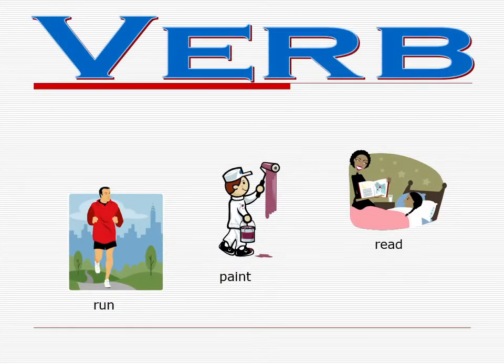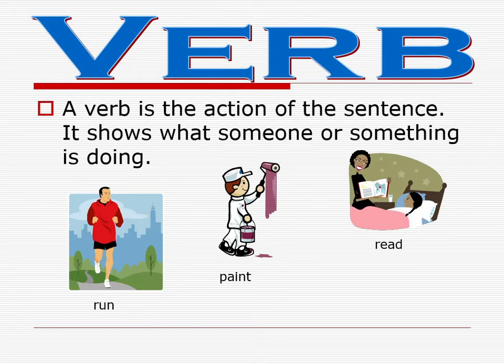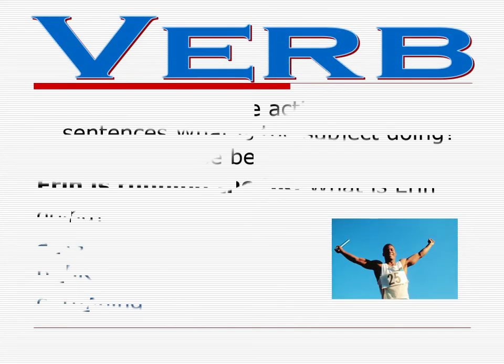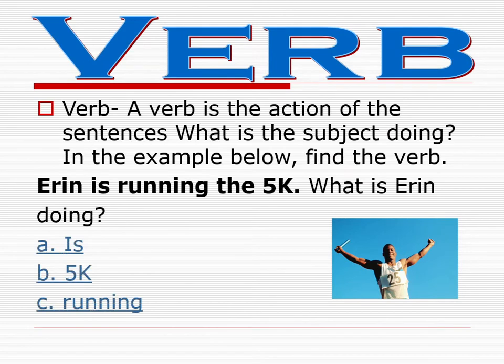So the next is verb. What is a verb? A verb is an action of a sentence. It shows what someone or something is doing, like run, paint, read. So, verb examples. Just remember, the verb is an action of a sentence. What is the subject doing? In the example below, find the verb. Erin is running 5 kilometers.